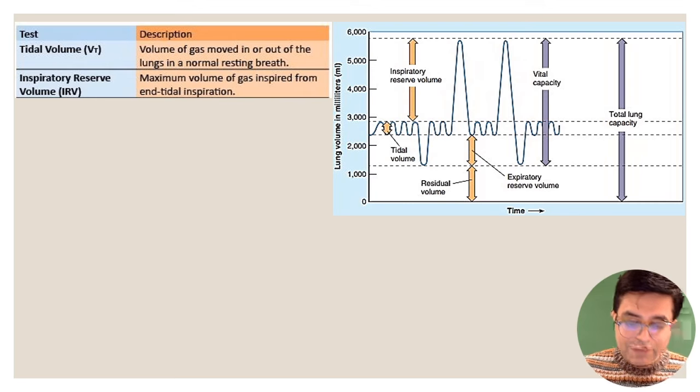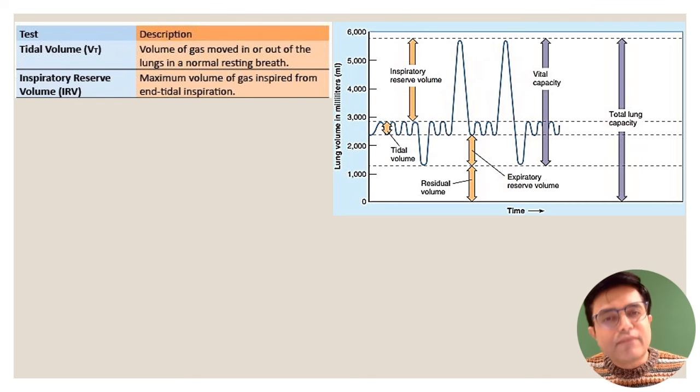Then the second definition is inspiratory reserve volume. Inspiratory reserve volume is the maximum volume of gas which is inspired from the end-tidal inspiration. So what additional air you can inspire apart from tidal volume, that is called inspiratory reserve volume, right? Tidal volume ke baad whatever maximum you can inspire, that is called inspiratory reserve volume.